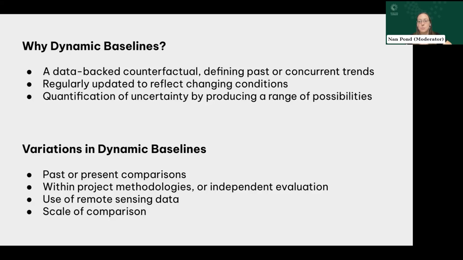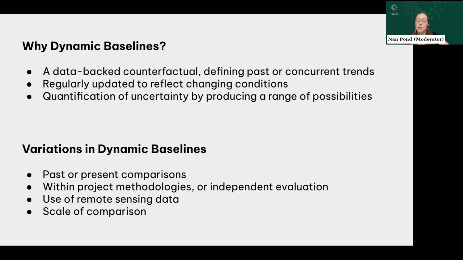Dynamic baselines, by nature of being dynamic across time, can be regularly updated to reflect real-world changing conditions. And they also provide a much more statistically robust way to quantify the uncertainty in a given counterfactual. Because a dynamic baselining approach typically produces a range of possibilities, that range gives us a measure of uncertainty around what we're defining as the counterfactual. And I know Carlos will share a lot later about how Pachama is thinking about that problem and the benefits of uncertainty quantification.